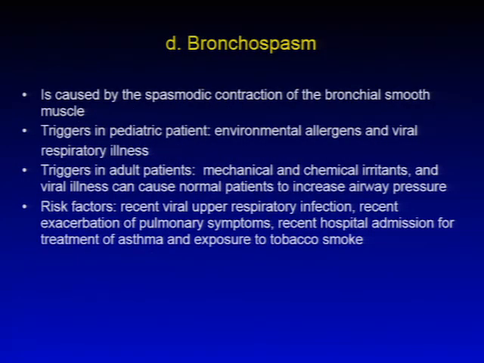Part B is about bronchospasm. Bronchospasm is caused by spasmodic contraction of bronchial smooth muscle. Triggers in pediatric patients include environmental allergens and viral respiratory illness. Triggers in adult patients include mechanical and chemical irritants, and viral illness can cause increased airway pressure in normal patients. Other risk factors include recent viral upper respiratory infection, exacerbation of pulmonary symptoms, recent hospitalization for treatment of asthma, and exposure to tobacco smoke.